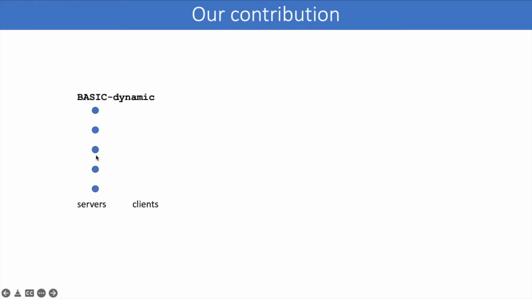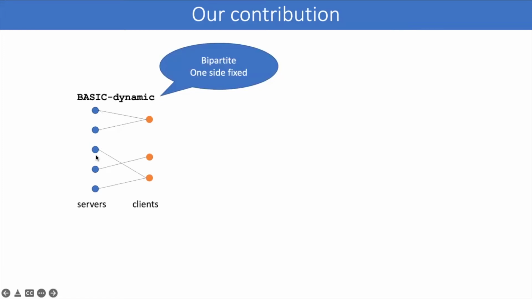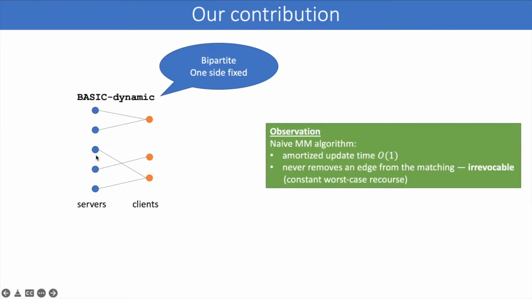I'll now summarize our main results. The first observation concerns what we call the basic dynamic setting, where we have a bipartite graph with one side fixed. The vertices on the other side undergo both insertions and deletions. Here, we observe that there is a simple maximal matching algorithm with a constant amortized update time. In addition, this algorithm never removes an edge from the matching, and we call such an algorithm irrevocable. We note that an irrevocable algorithm for maximal matching implies that the worst case bound on the recourse is constant.